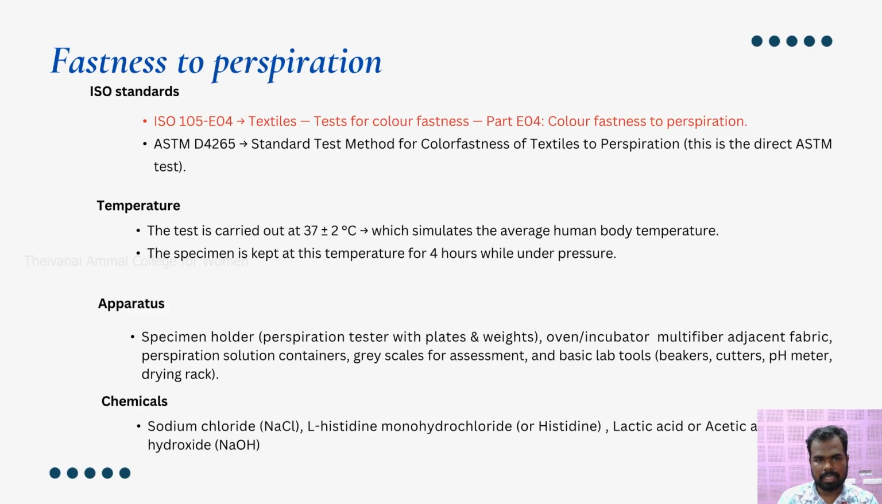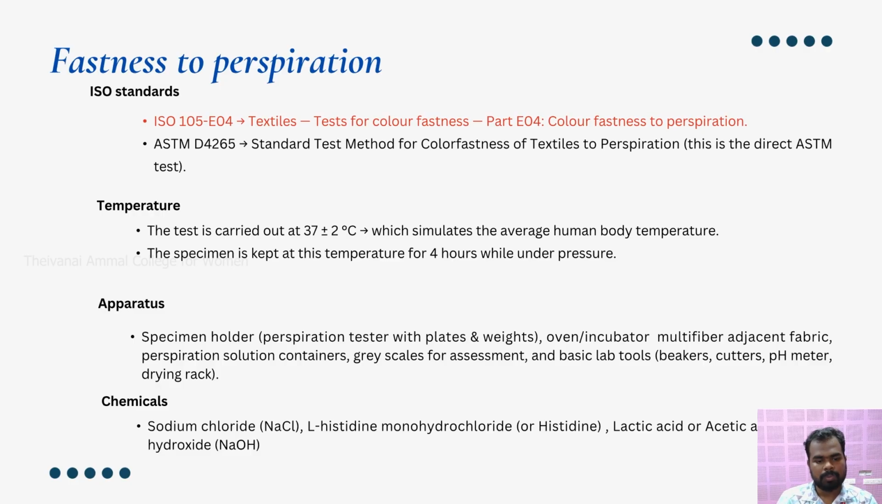The standards are ISO 105-E04, textiles, tests for color fastness, part E04, color fastness to perspiration, and ASTM D4265, standard method for color fastness of textile to perspiration, which is a direct test method. The standard temperature is 37 plus or minus 2 degrees Celsius, which simulates the average human body. So it replicates the human body temperature with respect to heat, and the specimen is kept for 4 hours under pressure. So what are the specimens?